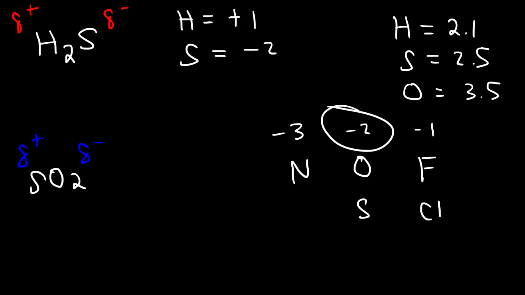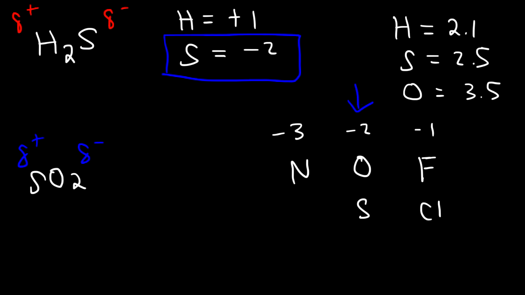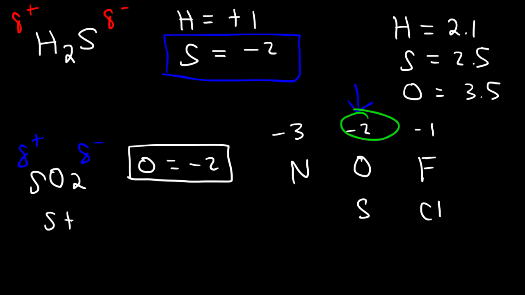So you can base your answer on a periodic table if sulfur is the more electronegative element. Now in SO2 you can't do that because sulfur doesn't have the partial negative charge, so you can't base the charge on a periodic table. You can do so, however, for oxygen, because oxygen is the electronegative element in that compound. So you can use the -2 charge for oxygen.